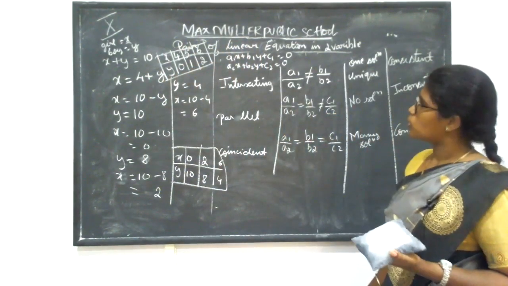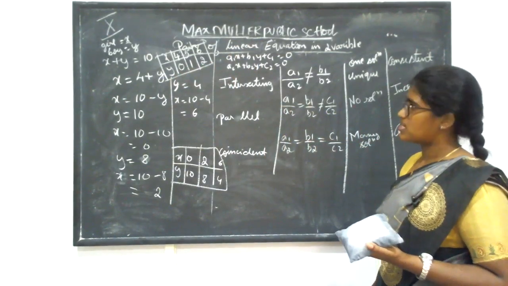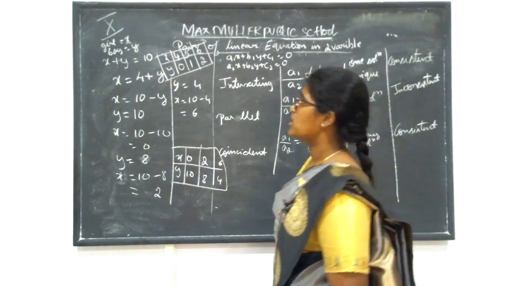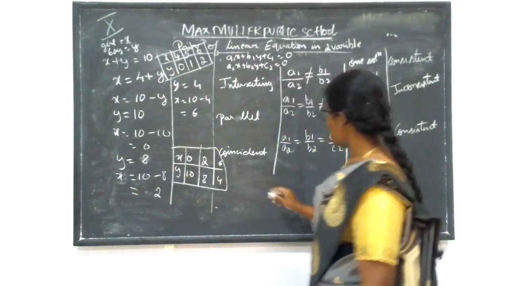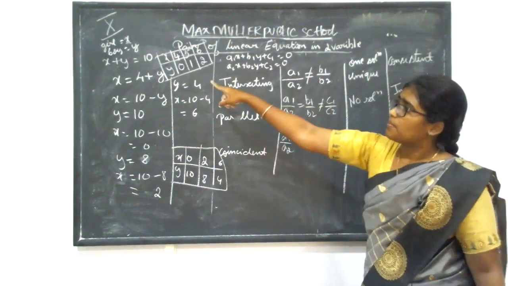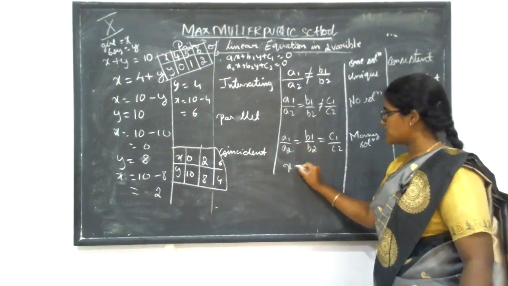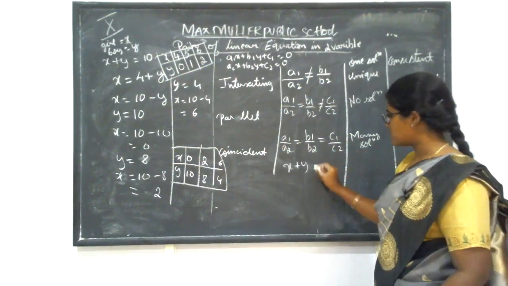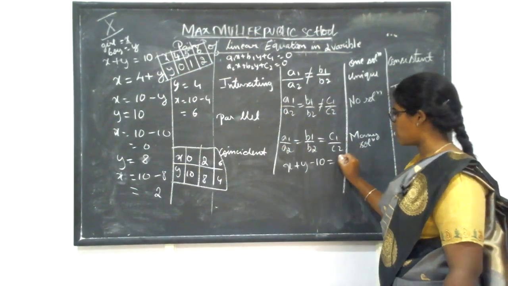Now we are going to draw the graph and see whether it is intersecting or not. Before that, here only you can find out whether it is intersecting or not. How will you find out? I have told you, make it in a standard form, x plus y plus 10. If this plus 10 comes this side, we get minus 10 is equal to 0.